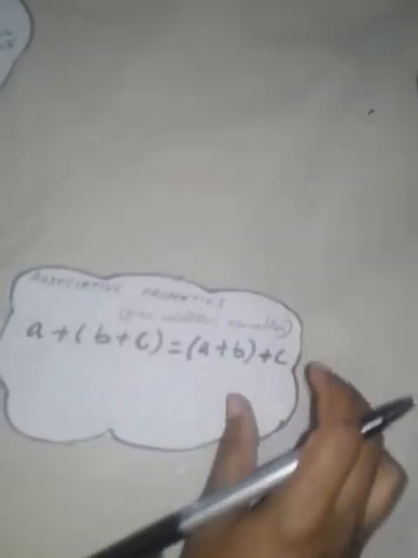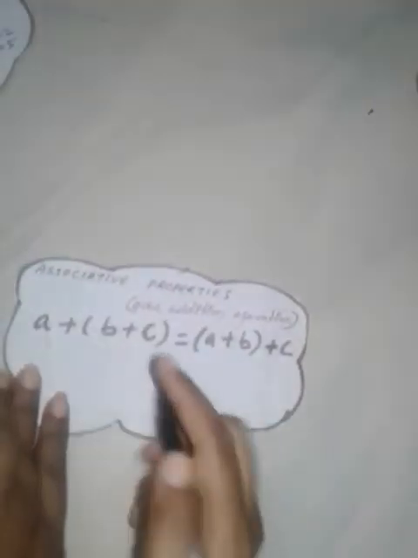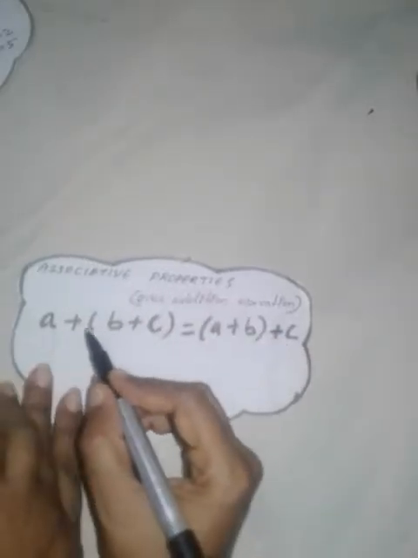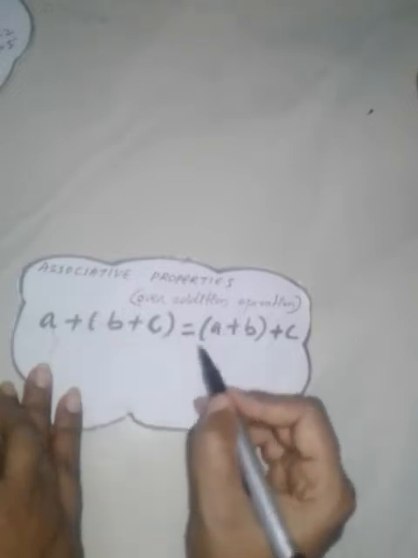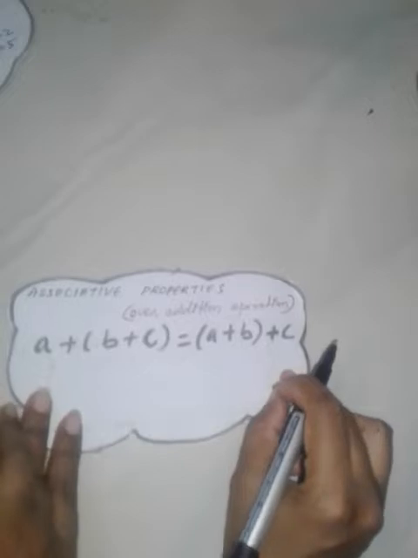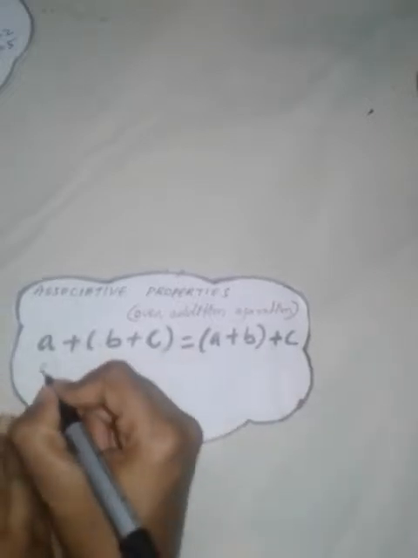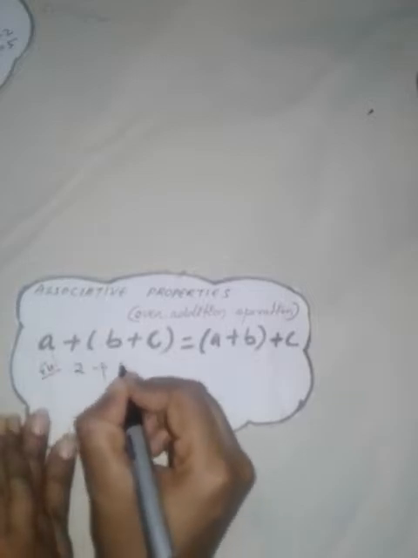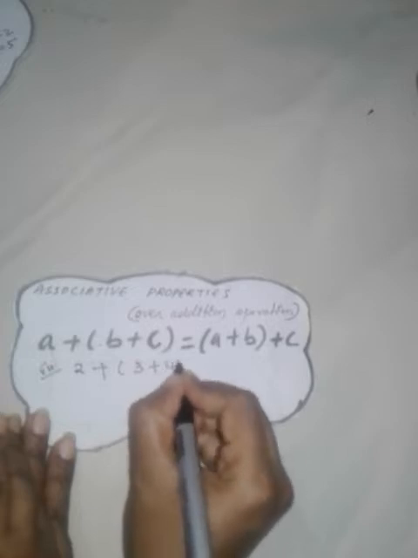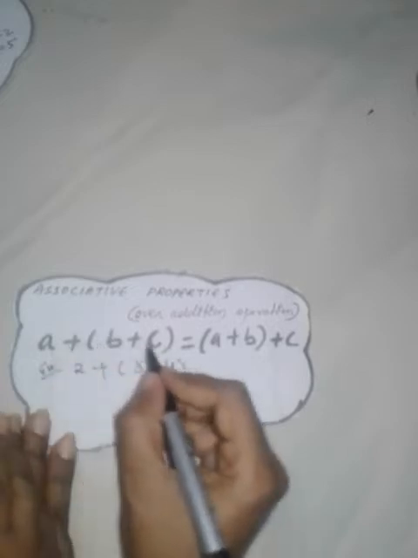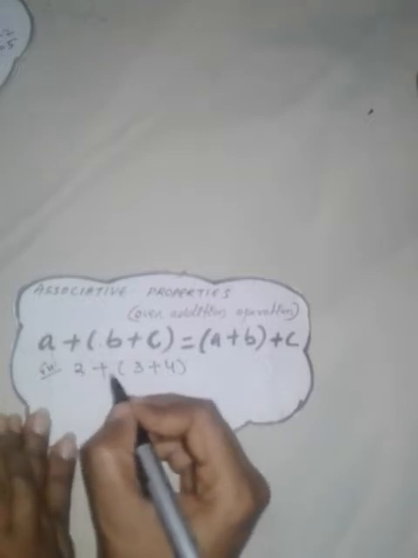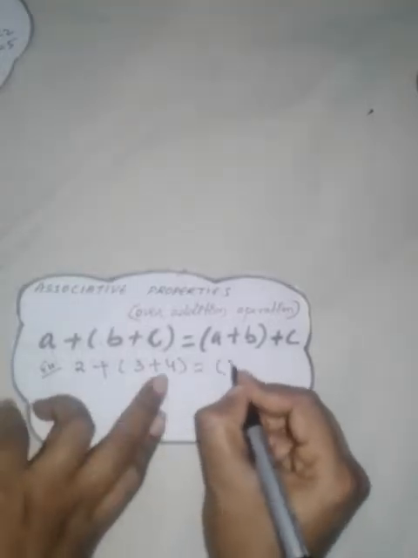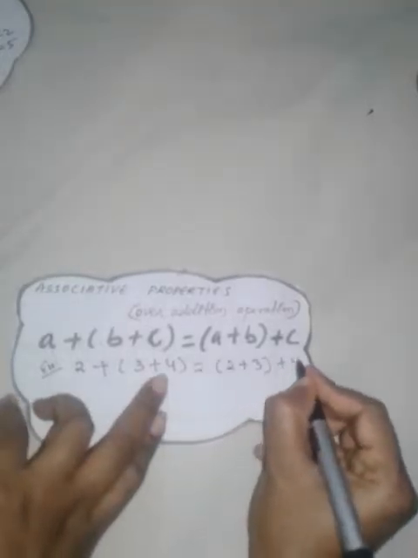Another property is the associative property. The associative property over addition is A plus in bracket B plus C is equal to in bracket A plus B, plus C. Let's take an example, where A, B, C are three integers. Suppose A equal to 2, B equal to 3 and C equal to 4. So we can write A plus in bracket B plus C as 2 plus in bracket 3 plus 4, is equal to in bracket 2 plus 3, plus 4.